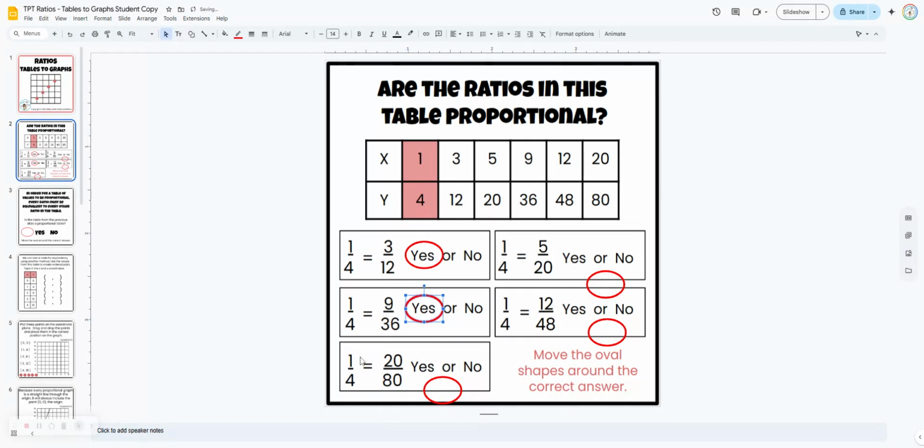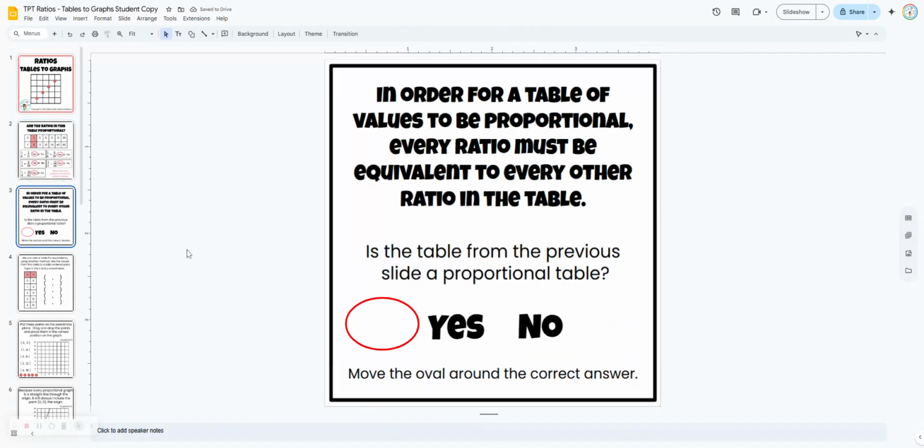They're going to do that with the other three ratios also, 20 to 80, 5 to 20, and 12 to 48. They're going to find out that all of them are equivalent. And what does that mean if all of the ratios in the table are equivalent? Go to the next slide. Is it a proportional table? Yes. So they're just going to move this large oval to cover yes.